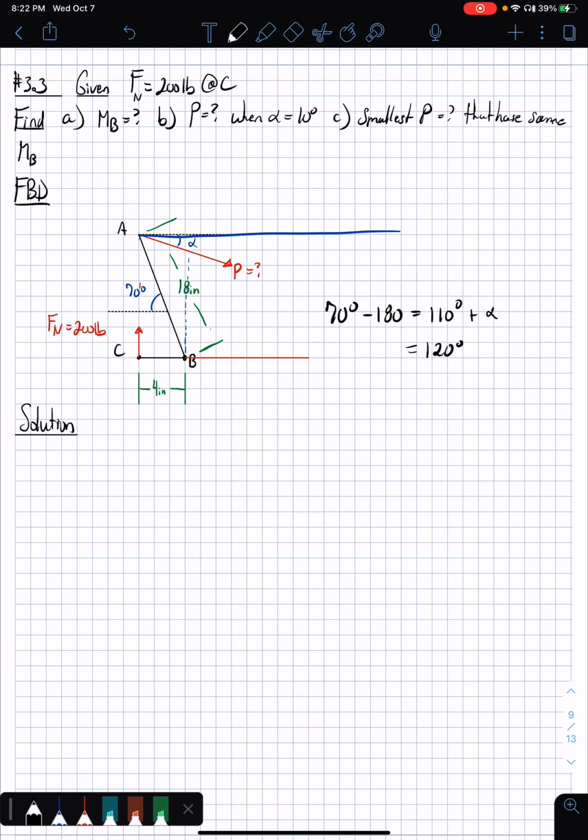To start off, feel free to pause the video, turn to your book, find this problem, read it out, get your given, find, and your free body diagram set up, and then we'll get on to it. I'm going to go ahead and read it out just so we can hear it.